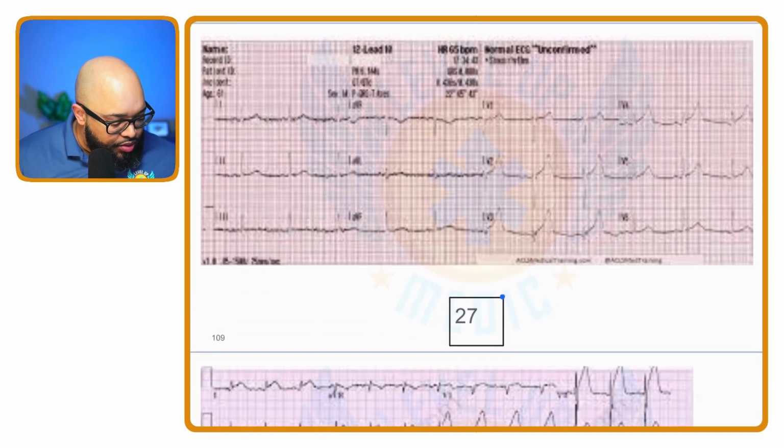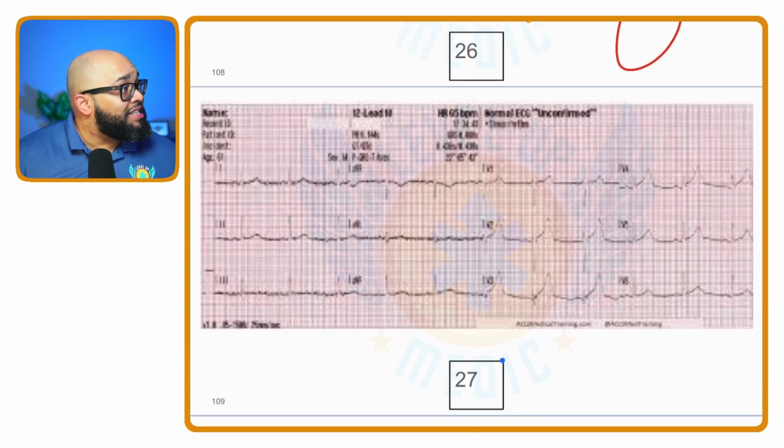Let's go to 27 would be good. Let's go to number 27 here. Just in the interest of time, I'm going to go ahead and you're still going to follow our same six-step process.